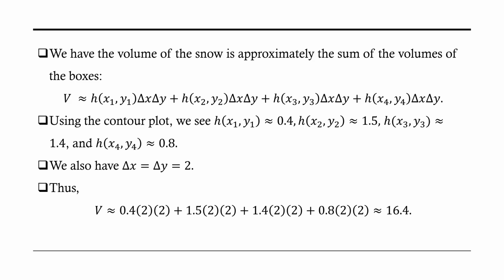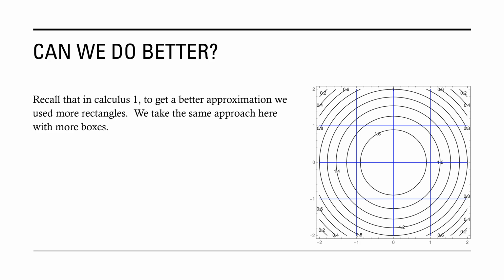So the question is, okay, this gave us a volume. Can we do better than this? Well, in Calc 1, when we wanted a better approximation, we used more rectangles. So same approach here, we'll divide our square up into even more. Each of those subsquares, we'll divide into 4 squares. And so now we have 16 total squares subdividing our region.